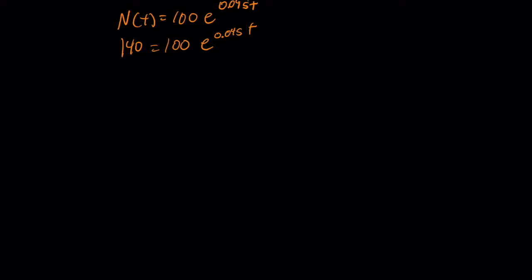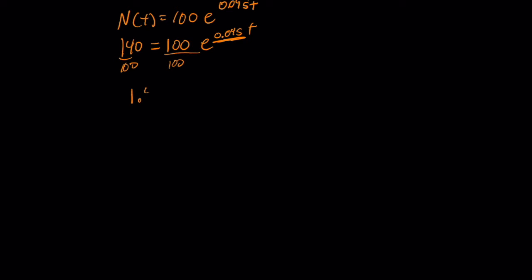I'm going to take the natural log of both sides, but that's actually not the first step I want to do. What I first want to do is divide by 100. I thought about taking the natural log of both sides to get the variable out of the exponent, but that's not what I want to do first. I want to divide both sides by 100 so I can take the natural log of e, as the natural log of e is 1.